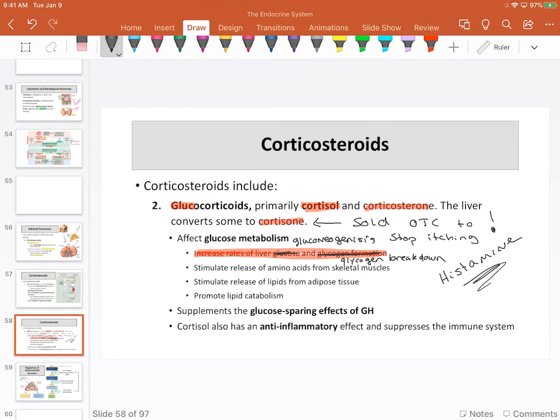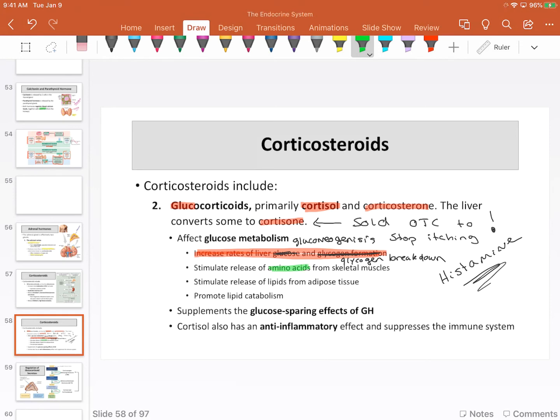Both of these processes will release free glucose into the bloodstream, elevating that blood glucose. Now, in addition to the glucose, cortisol is also going to cause proteins to be broken down in the skeletal muscle. Think about that for a second. We're going to break these proteins down. Why? Specifically so that we can get amino acids, these lovely little amino acids, and release them in the blood. Well, now, why on earth would we want to do that?